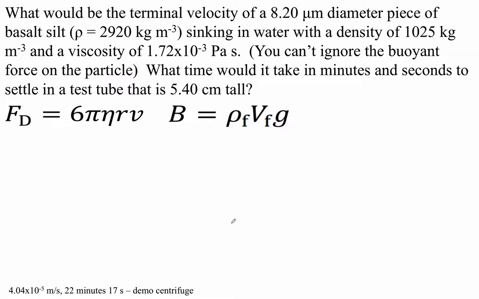What would be the terminal velocity of an 8.20 micrometer diameter piece of basalt silt sinking in water with a density of 1,025 and a viscosity of that? So that's the viscosity of the water. That must be seawater, right? That's the density of seawater.